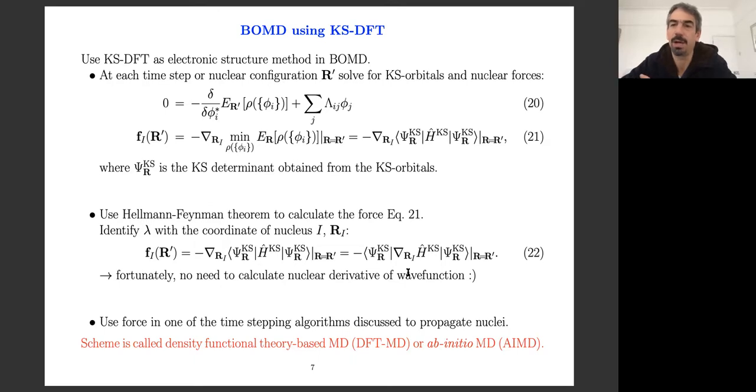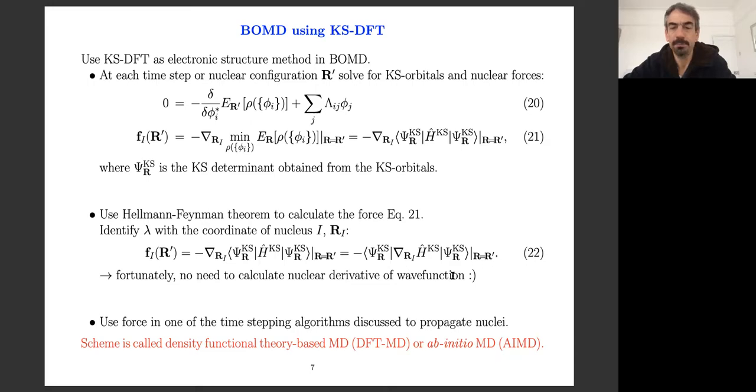You just take the quantum orbitals that you obtain from the energy minimization, and calculate then the expectation value of the gradient. Okay. So that's really an advantage, because you don't need to calculate nuclear derivatives of the wave function, right? This is very tricky and difficult to do. So you don't have to do that to get the force.